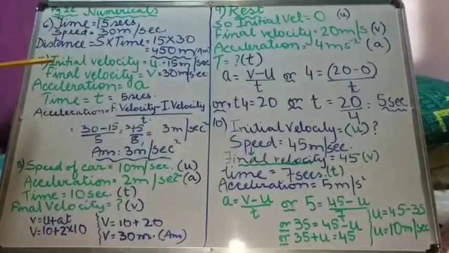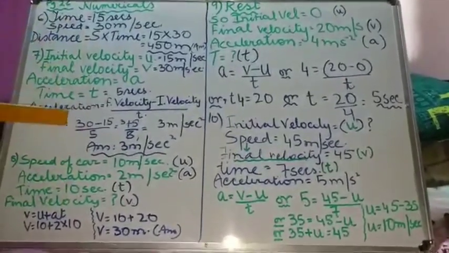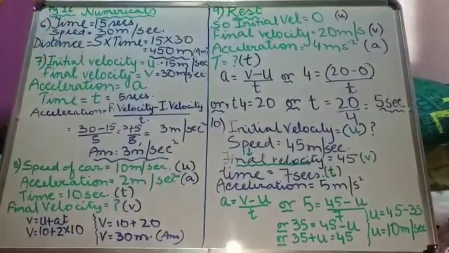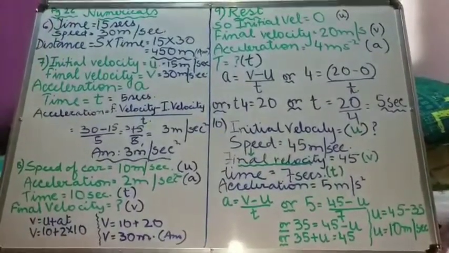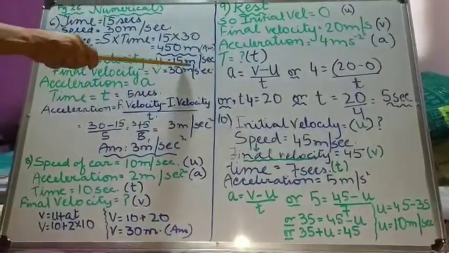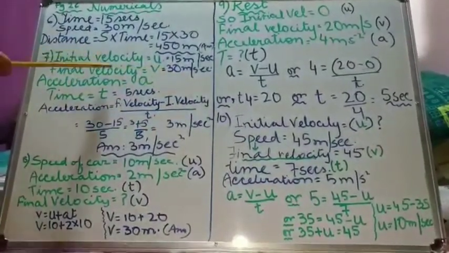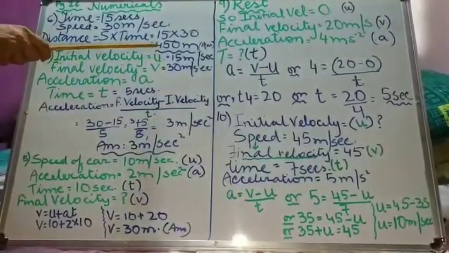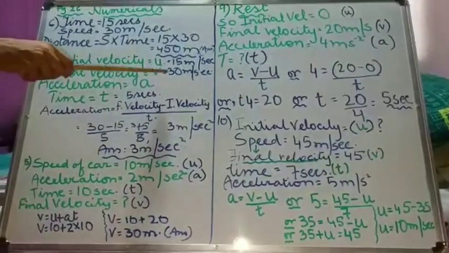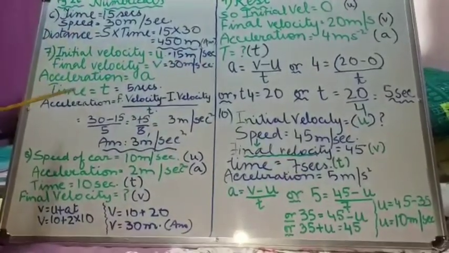From number 7 to 10, we have certain questions. We have the initial velocity, the final velocity, acceleration, and time. Initial velocity is when we start something, we are at 0. Or, when the speed increases from 15 meter per second to 30 meter per second, the initial velocity u is 15 meter per second, and the final velocity v is 30 meter per second. Acceleration is a, time is t.